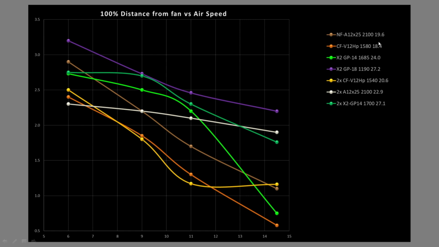And we do see the noise level off to the side, where the two A12X25s are about 3 decibels noisier than one. Did I talk about the Cougar? Yeah, about 2 decibels. How about the two Fractal 140 millimeter ones? Yeah, about 2 decibels. So you would think that the noise would add, but it doesn't. Adding more fans does not double the noise value. In my testing, it added 2 decibels to the total noise value, despite having twice as many noise generating components.